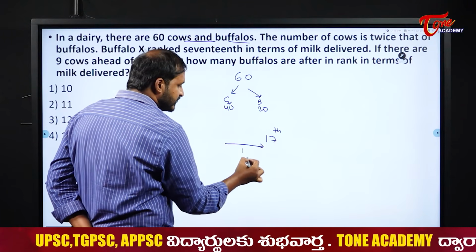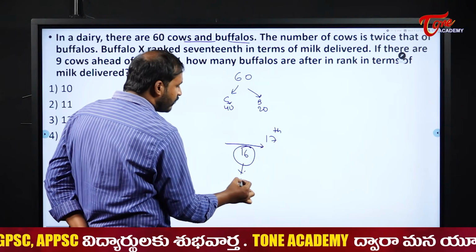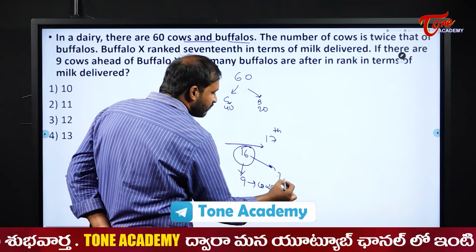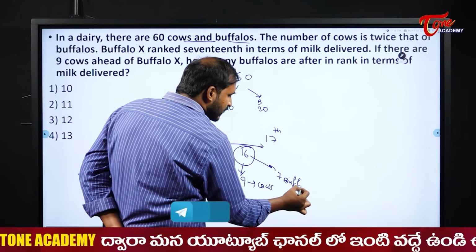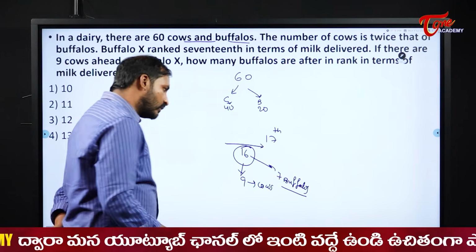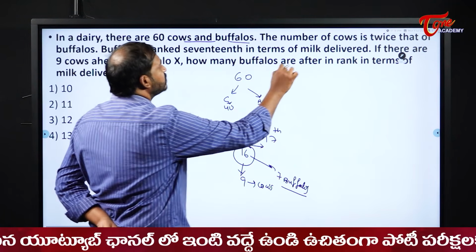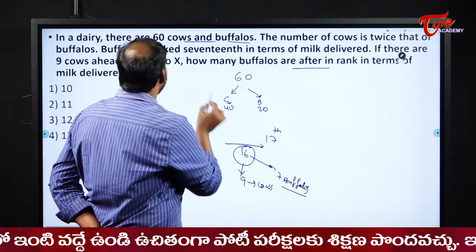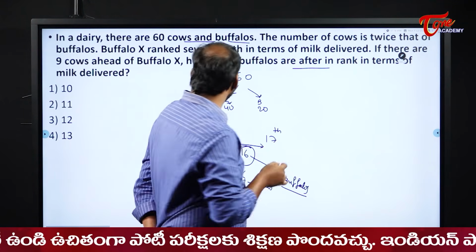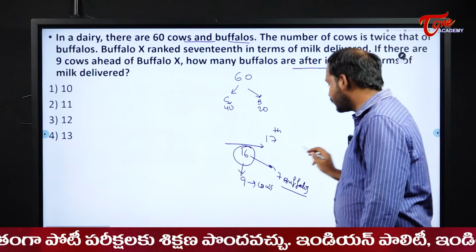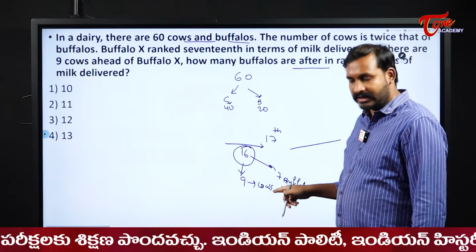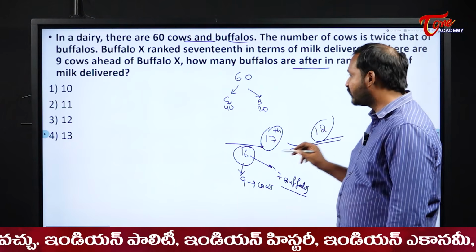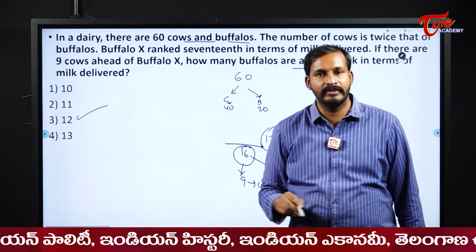16 are there. In that what? 9 are what? Cows. So what about the remaining 7? 7 are what? Buffaloes. Yes, sir. The remaining 7 are buffaloes. Okay. Next. How many buffaloes are after in rank in terms of milk delivered? That means after that how many are there? Ahead of it 7 are there, and including it 8, and after that how many we will have? 12. So our answer here will become 12.